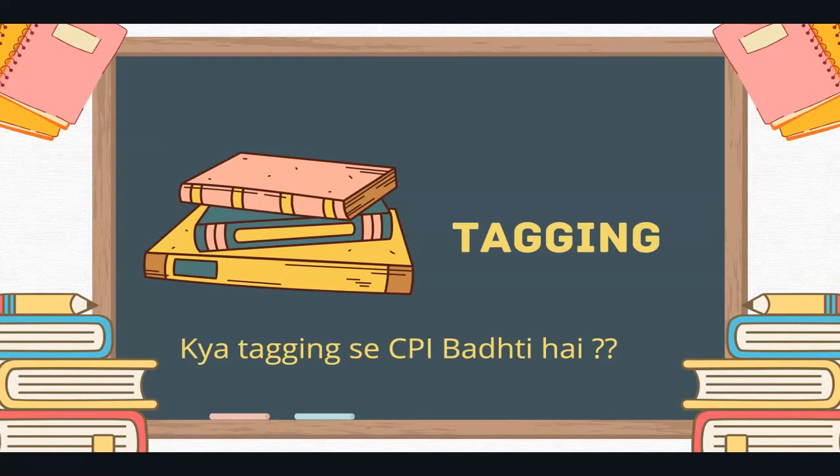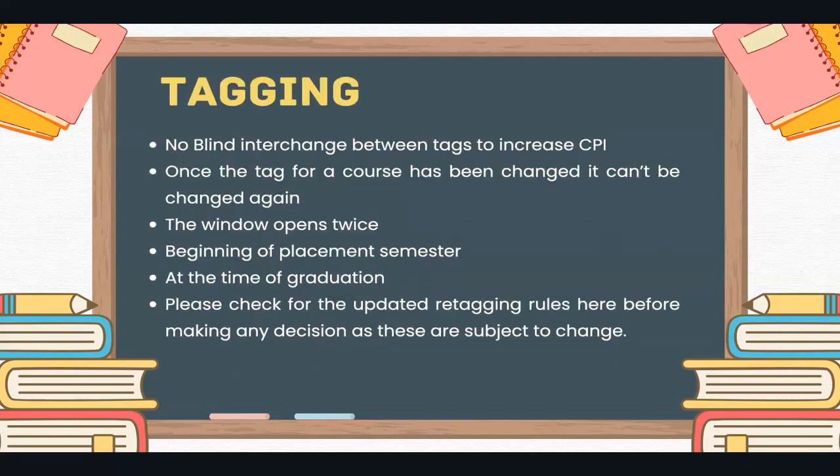Now, tagging. We have been referring a lot to what tagging is, and there's a very prevalent rumor in the institute that tagging increases CPI. So we'll be talking about what tagging is. First of all, it is very important that there shouldn't be any blind interchange between tags to increase CPI.